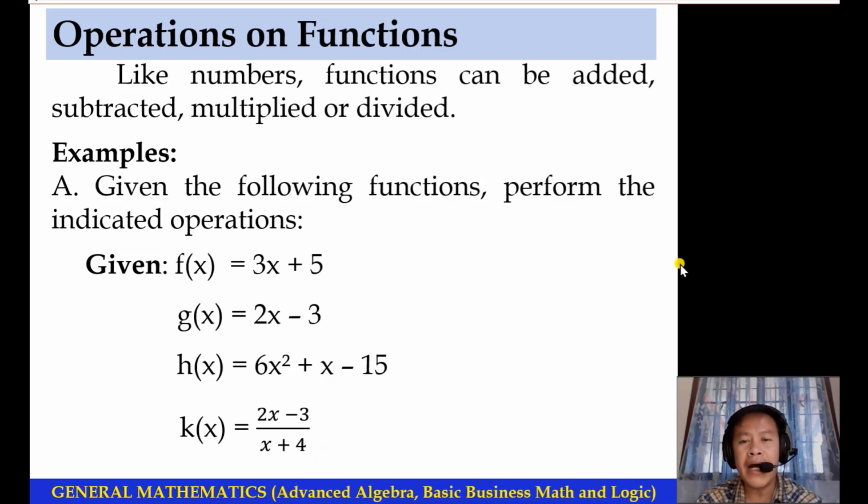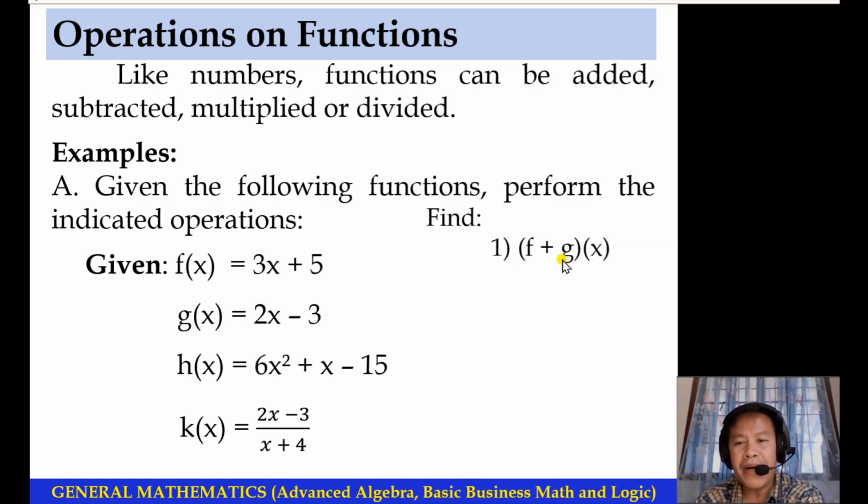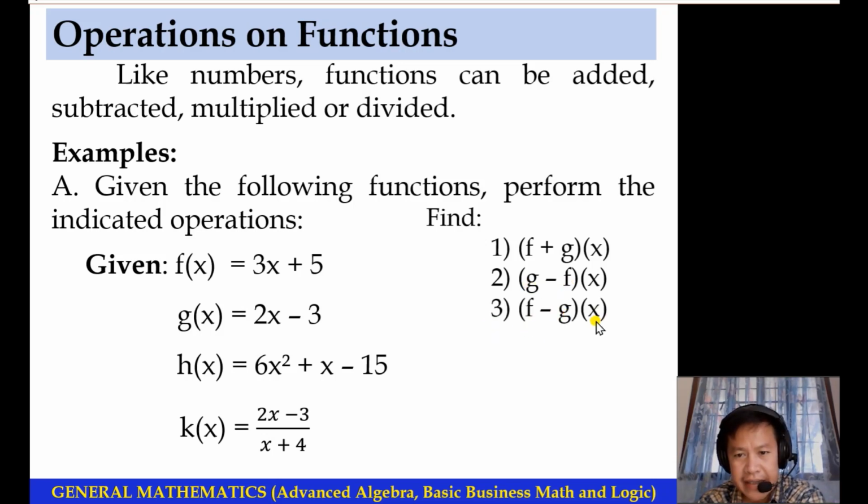Now, how are we going to find? Number one, f plus g of x, we are going to look for the sum of the function f and the function g. The second one, g minus f of x, how are we going to look for the difference of these two functions, g and f? 3, f minus g of x. 4, f times g of x, this is multiplication. Number 1 is addition of functions.